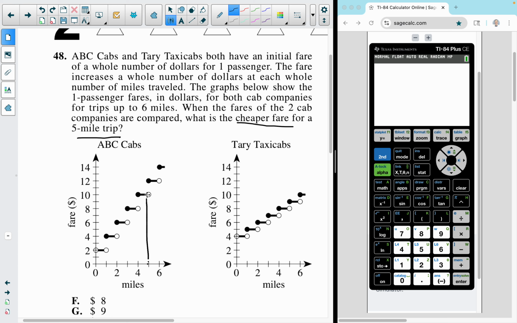I'm going to draw a line up here. I want to skip the open circle because it doesn't include that. I want to go to the solid dot and then come over here. So ABC cabs is going to be $12.